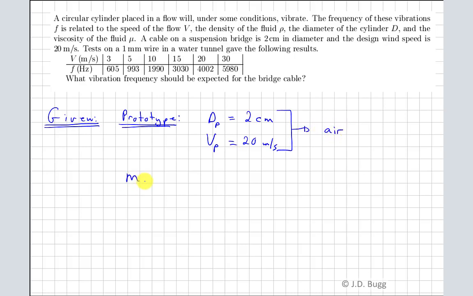For the model, where we do our testing, the diameter of the model is 1 millimeter, and the velocity that the model test is done at, there's a whole variety of velocities as given in that table, so we won't repeat those. The fluid for the model testing is water, so the properties, of course, of air and water will come into play. So what we're asked to find is the frequency of vibration for the bridge cable. So the frequency for the prototype is what we're trying to find. So that's what we're after.